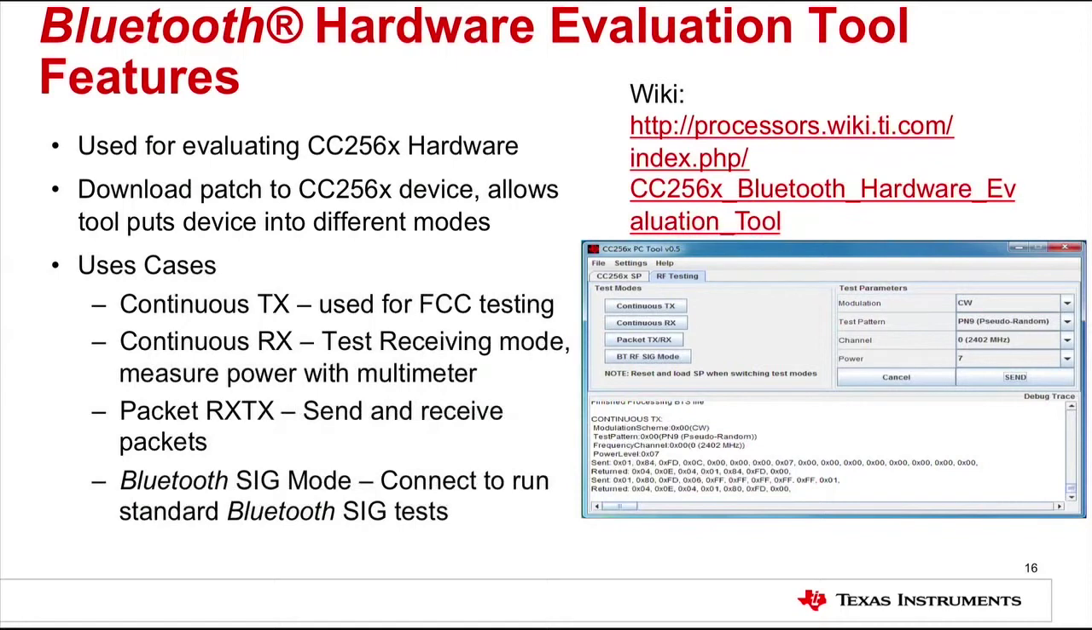All right, I talked a couple times about the hardware evaluation tool, so let's talk about that a little bit more. This is really a PC tool that allows you to put the Bluetooth solution into a couple different modes. One is continuous transmit, so if you're going to do some FCC testing, that's the mode you would put it in. Continuous receive, so if you're doing some testing on receive, trying to measure power and things like that. Or packet receive and transmit, where you're sending and receiving different packets.